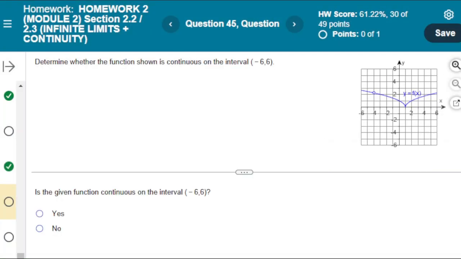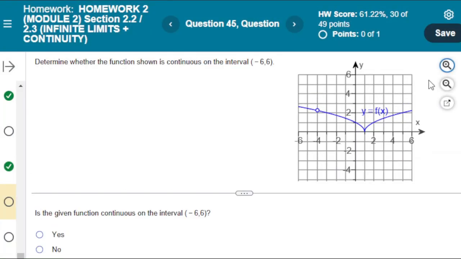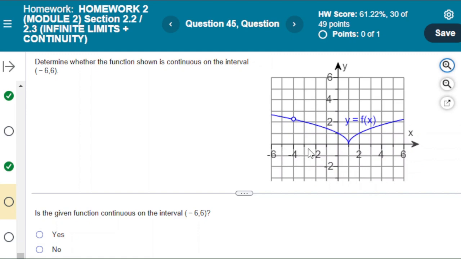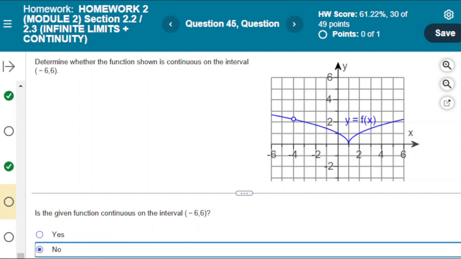Okay, what about this one? Now you need to zoom in a bit to see this. Determine whether the function is continuous on the interval -6 to 6. Right, so if we go all the way -6 to 6, is this continuous everywhere? No, there's a bad spot at -4, right? The function's not defined at -4, so it can't be continuous there. So it's not continuous on that interval from -6 to 6. As long as there's even one point in that open interval -6 to 6 where it's discontinuous, then the function is not continuous on that interval.